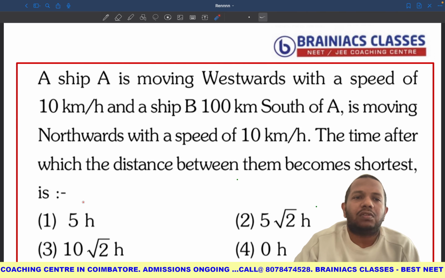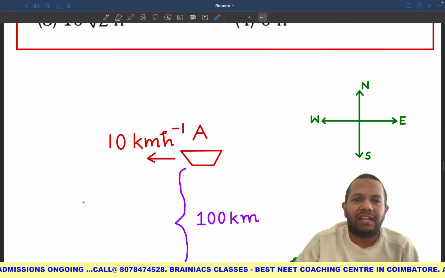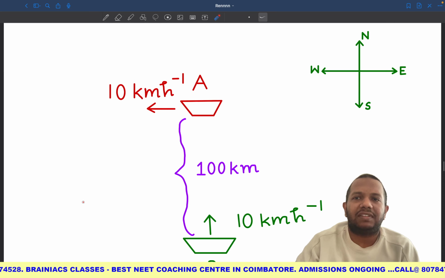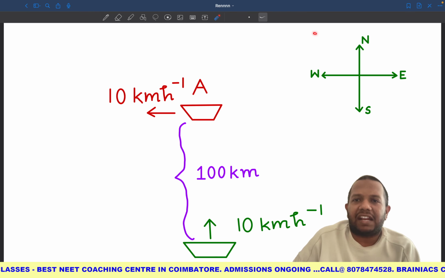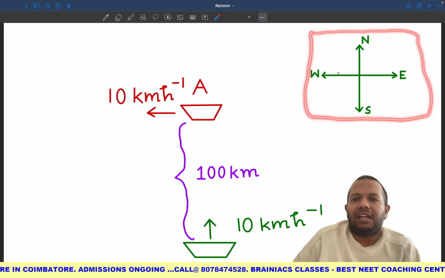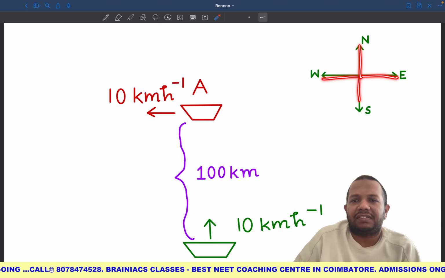So how can you explain the scenario of this question? For you to understand, let me explain that in detail. You can see here, this is the direction window I am showing. This is the east direction, this is the north, this is the west, and this is the south.